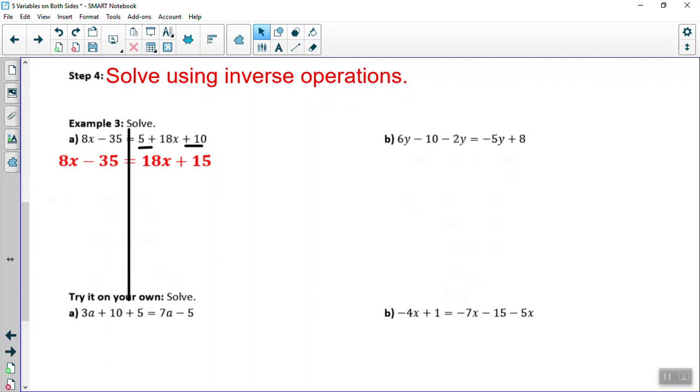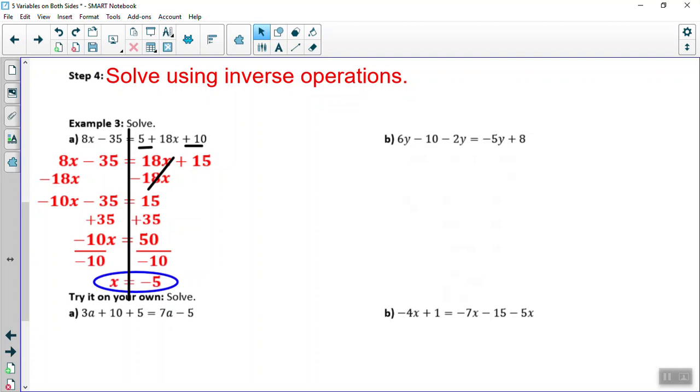Right, now we can work on getting all of our variables over to the left. So we're going to start with this 18x and subtract it from both sides. And when I do that, those cancel out. And then we're left with -10x minus 35 equals 15. Okay, next we're going to add 35 to both sides. And that's going to leave us with 50, and -10x equals 50. Last, we're going to divide both sides by -10, which gives us x equals -5.